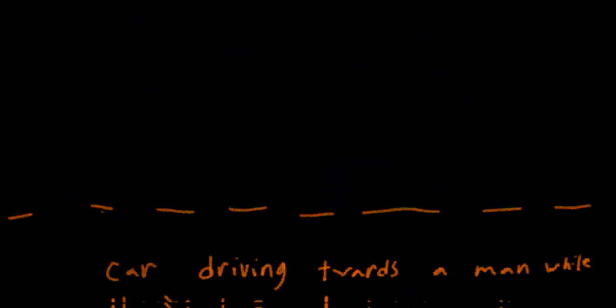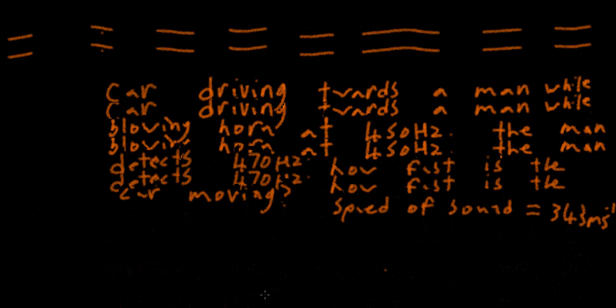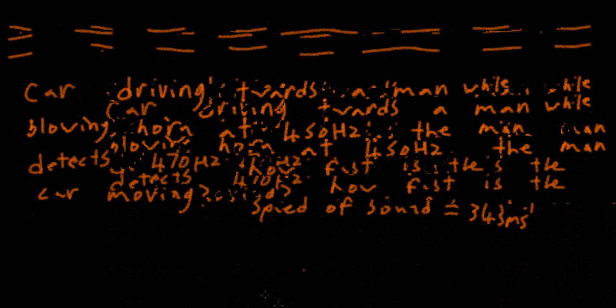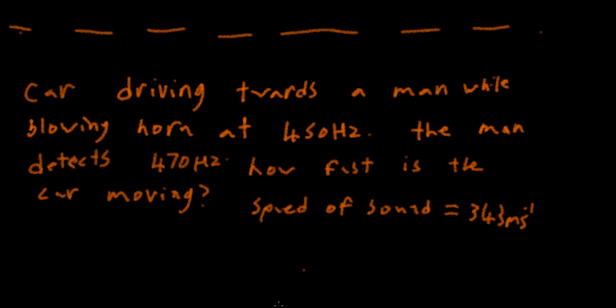Alright, let's move on to a slightly harder question. The car analogy again. This car's driving towards a man while blowing its horn at 450 Hertz. The man detects 470 Hertz. The question asks how fast the car is moving, and it gives us a slightly altered speed of sound, 343 meters per second. So what's it given us? It's given us the speed of sound, and it's given us two frequencies.